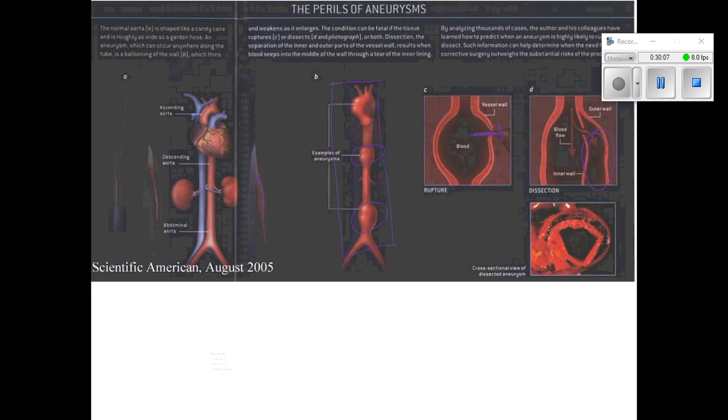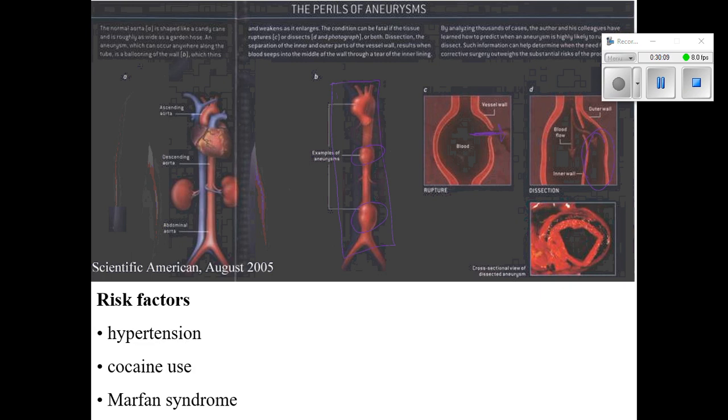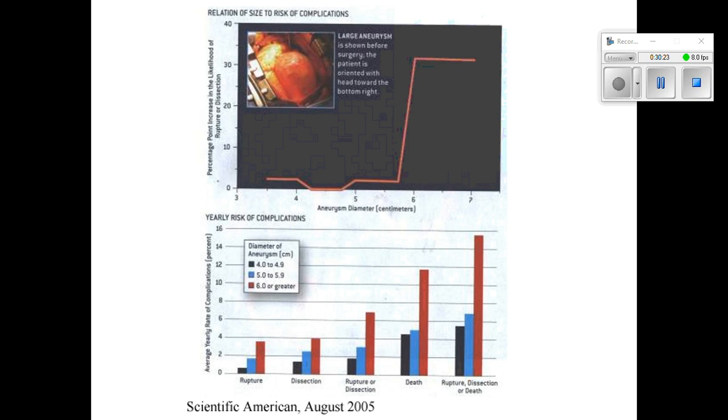So why might this happen? Well, different risk factors. Hypertension, which is high blood pressure, can increase the incidence of this. Certain drugs like cocaine use, and genetic conditions like this one here, Marfan syndrome, can also increase the likelihood that this sort of thing might happen.